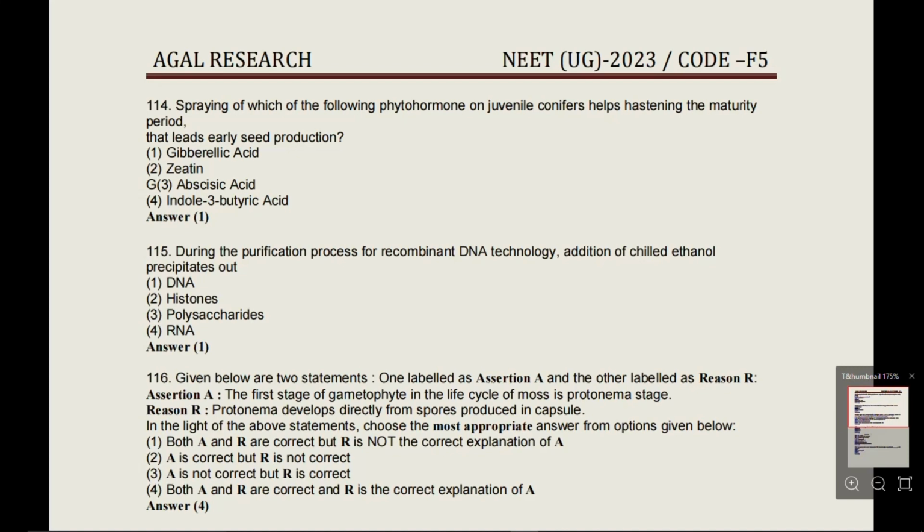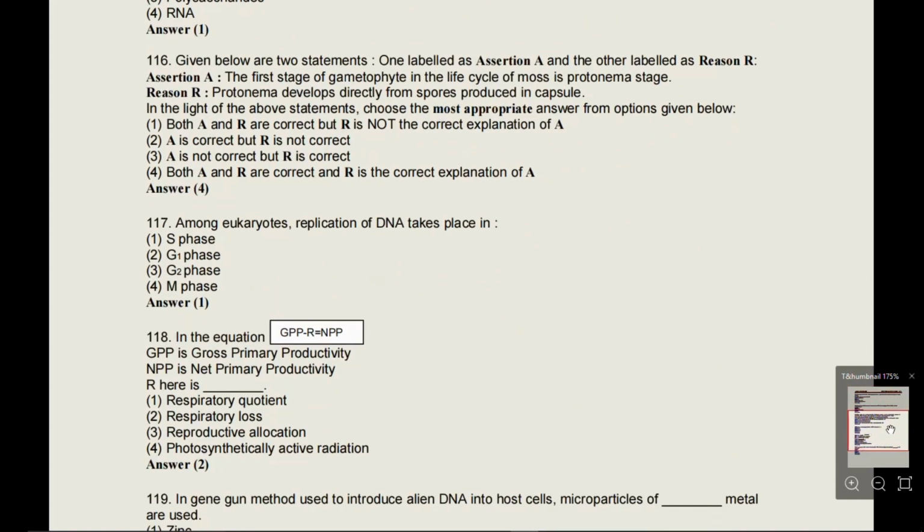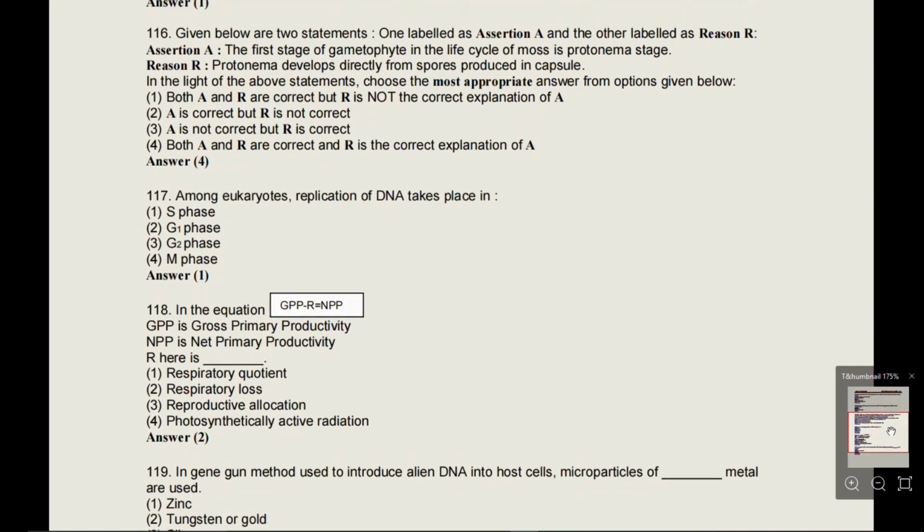The next one is: given below are two statements, one labeled as assertion A and the other labeled as reason R. The assertion A: the first stage of gametophyte in the life cycle of moss is protonema stage. Reason R: protonema develops directly from spores produced in capsule. So the answer is option 4. Both A and R are correct, and R is the correct explanation of A. This question is taken from Unit 1, Chapter 3, Plant Kingdom.